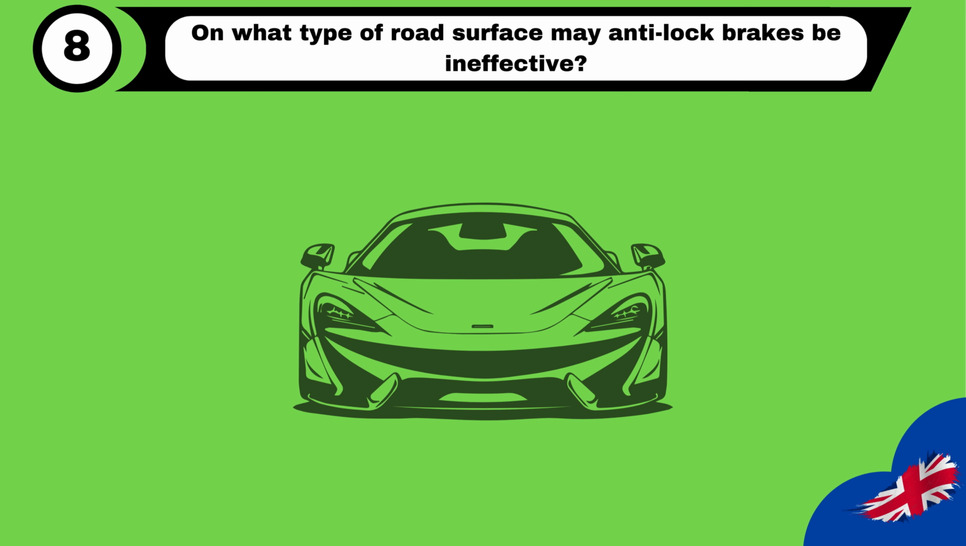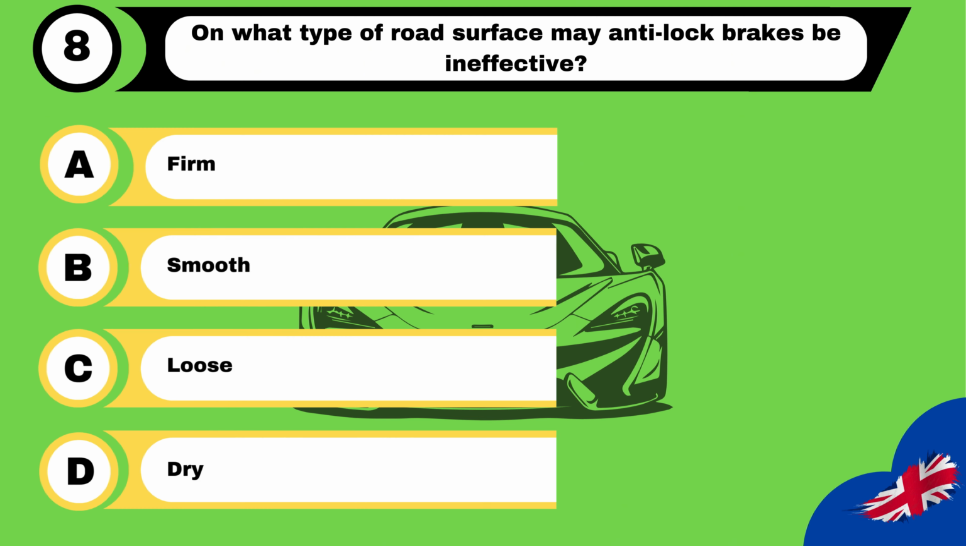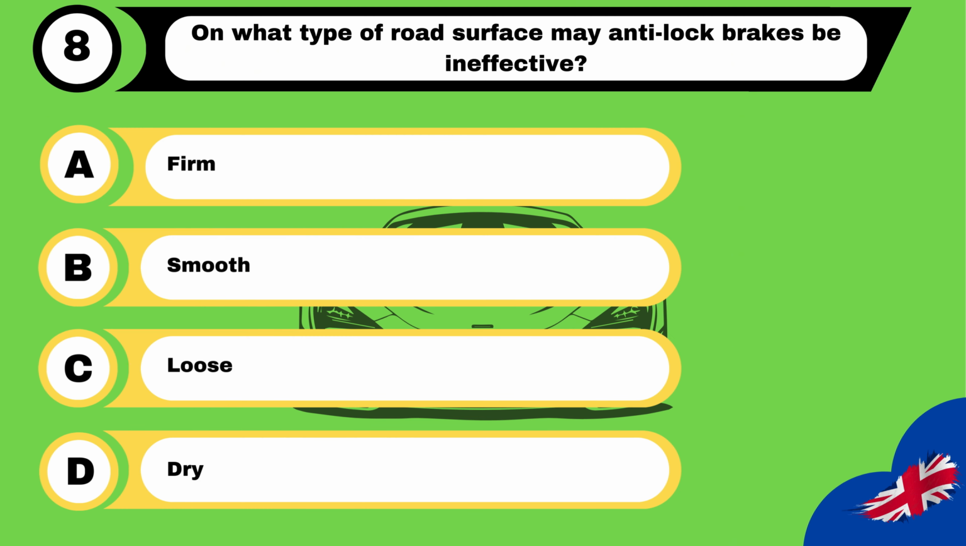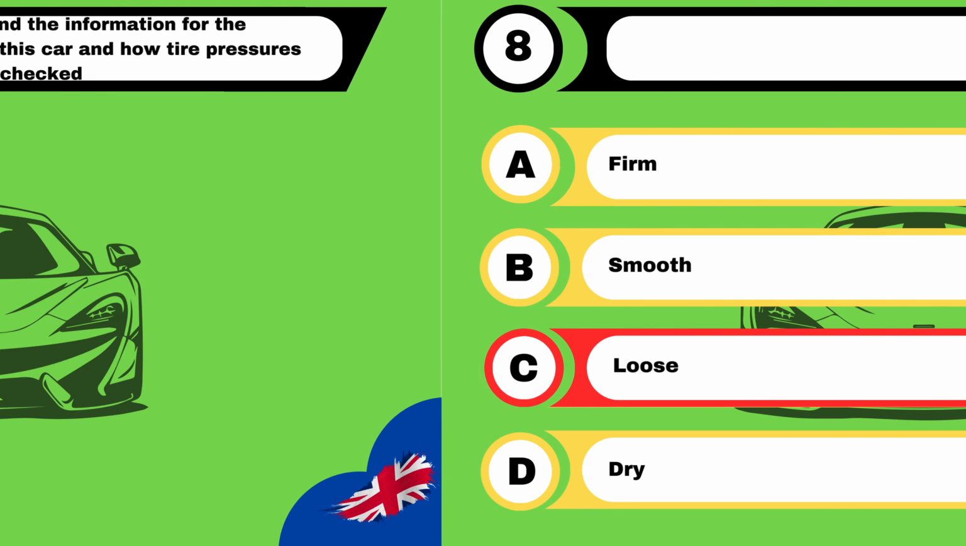Question 8. On what type of road surface may anti-lock brakes be ineffective? A. Firm. B. Smooth. C. Loose. D. Dry. The answer is C. Loose.